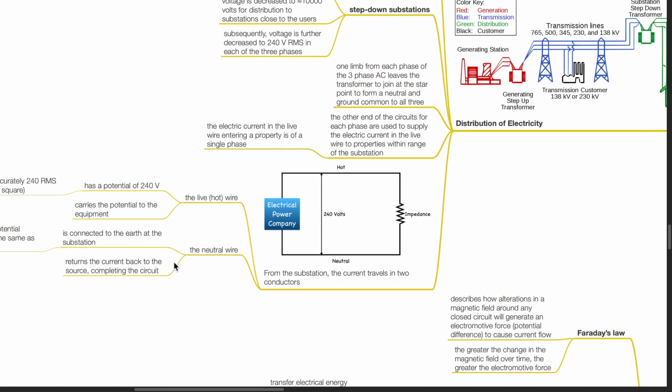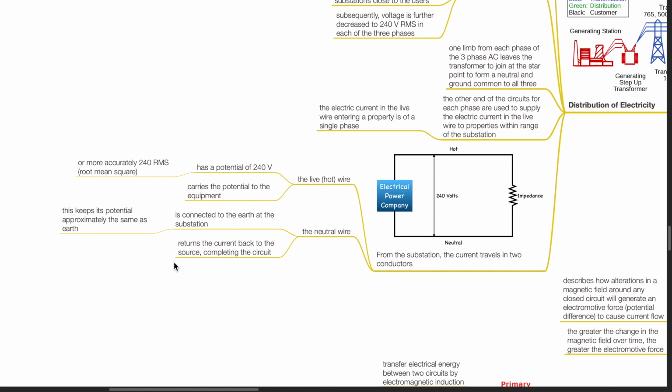From the substation, the current travels in two conductors, the live wire and the neutral wire. The live wire has a potential of 240 volts and carries the potential to the equipment. The neutral wire is connected to the earth at the substation. This keeps its potential approximately the same as earth and returns the current back to the source, completing the circuit.